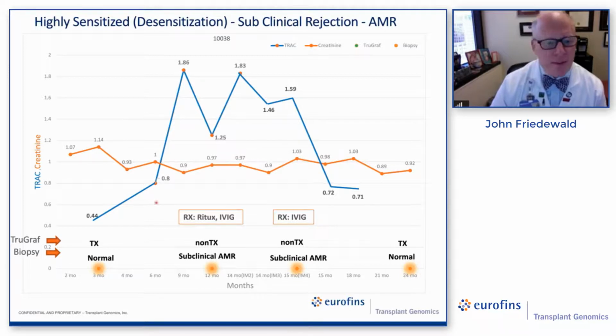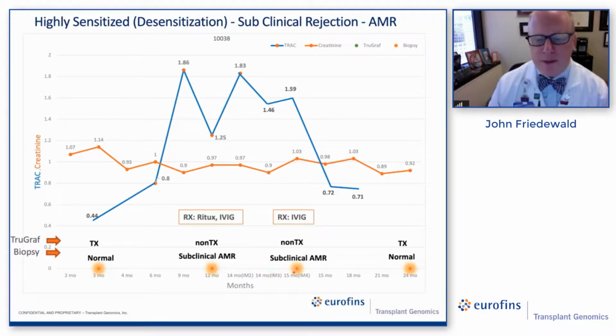But again, if you dig deeper, you see that cell-free DNA, which is normal at 3 months, is up by 6 months above normal. And then you have a spike by 9 months, but because the protocol was stable kidney function, they only had a biopsy at 12 months. At that time, the TruGraf test is abnormal, not TX. The biopsy shows subclinical antibody-mediated rejection. The patient is treated with rituximab and IVIG in the face of stable renal function. Cell-free DNA, which again was found retrospectively, was still high this whole time.